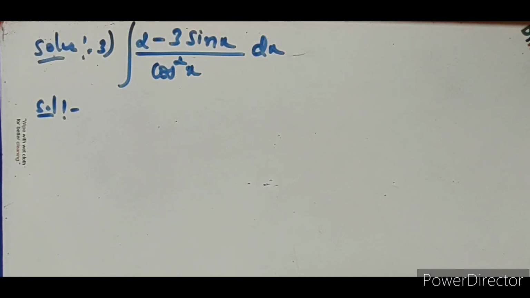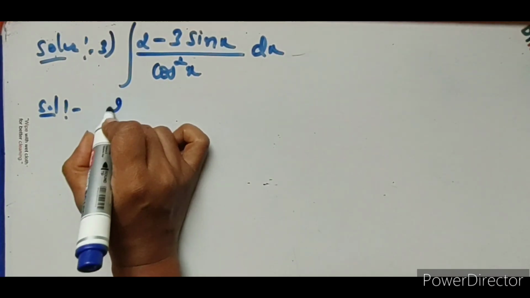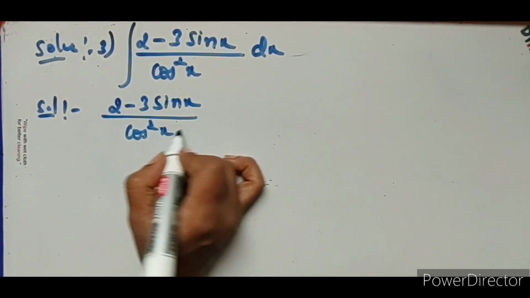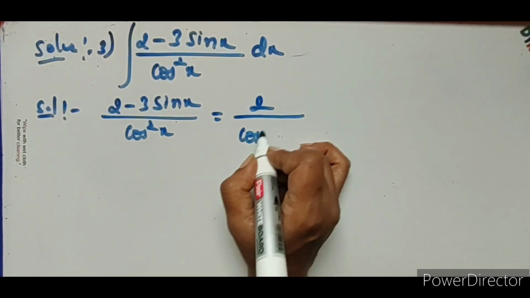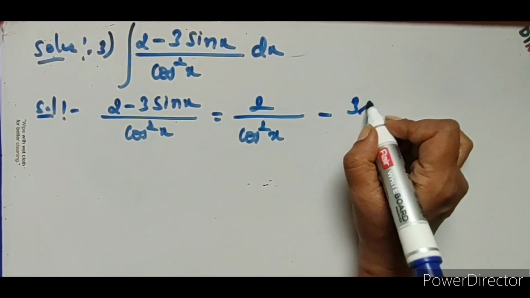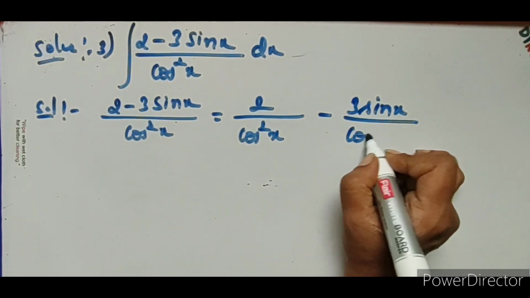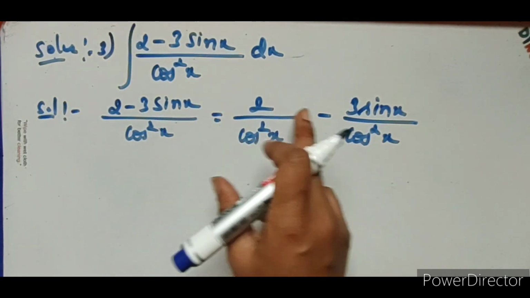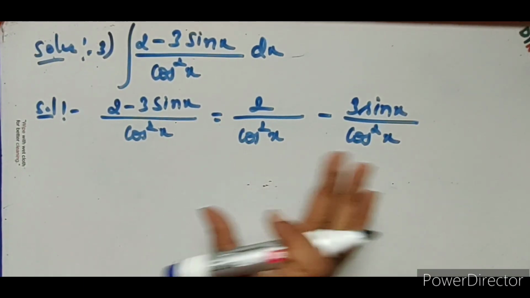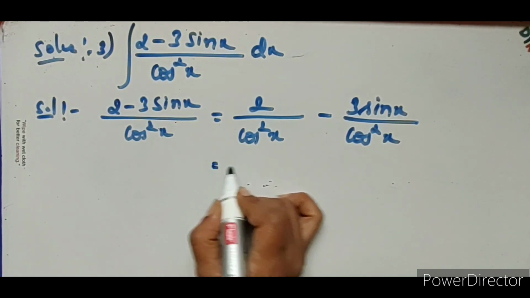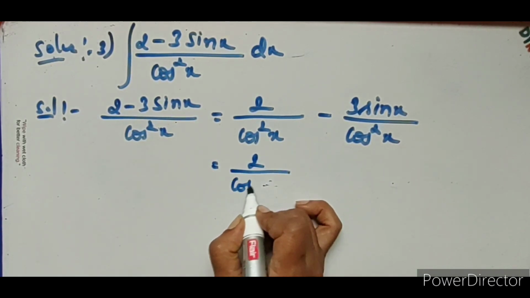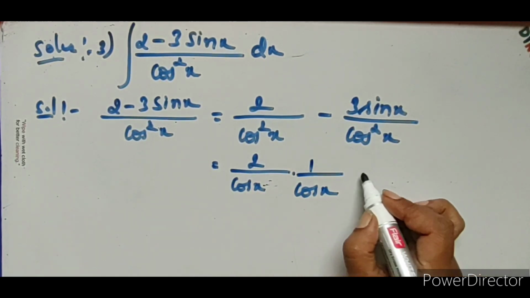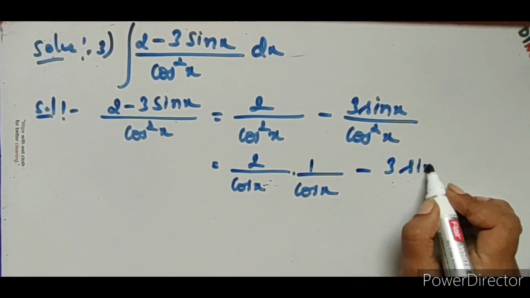Solve 2 minus 3 sin x divided by cos square x dx. So 2 minus 3 sin x divided by cos square x, I can write it as 2 divided by cos square x minus 3 sin x divided by cos square x, because if you take the common denominator, cos square x will be the common denominator, numerator will be 2 minus 3 sin x. The same term can be written in this way, so it doesn't make any difference. So now I can write cos square x as cos x into cos x, just for your understanding purpose.